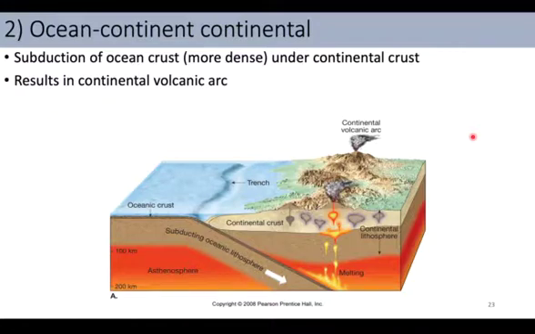So the second type of convergent boundary is oceanic to continental. This is very, very similar. However, instead of two oceanic plates converging, we have one of each. If you remember, the oceanic crust is always going to be much more dense than the continental crust. So the very dense material, the oceanic crust, is going to subduct beneath the continental crust. Always, always, always. It is always the oceanic crust that subducts beneath the continental crust.